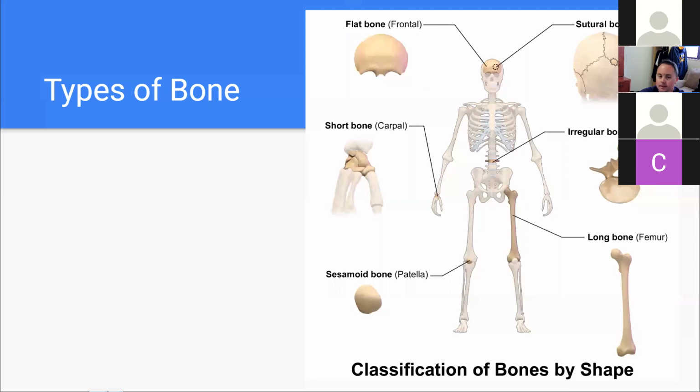Okay. Now, what I'm going to do is I'm going to name a bone and I'm going to call somebody and you're going to tell me what kind of bone it is. Okay. Let's go with Rachel. What is the humerus? I put a long bone. Long bone. Correct. Good.